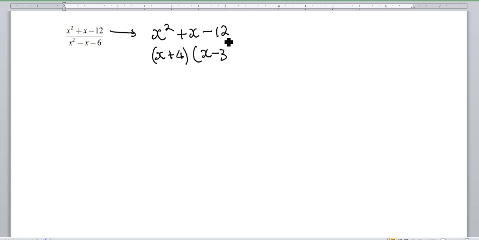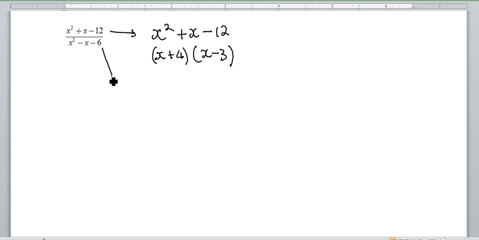The numbers that you multiply to get negative 12 are 4 and negative 3, that you also add to get 1. So since one of the numbers is positive 4, you'll have x plus 4 as a factor. Since one of the numbers is negative 3, you have x minus 3 as a factor. And remember, this only happens when the coefficient of x squared is 1. So when you see that, you should be happy because it will be easy to factorize. So that's the numerator factorized.